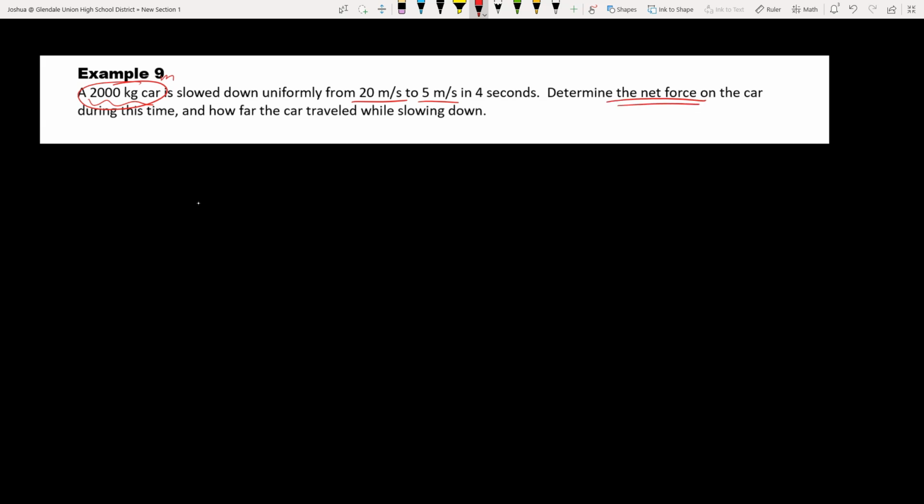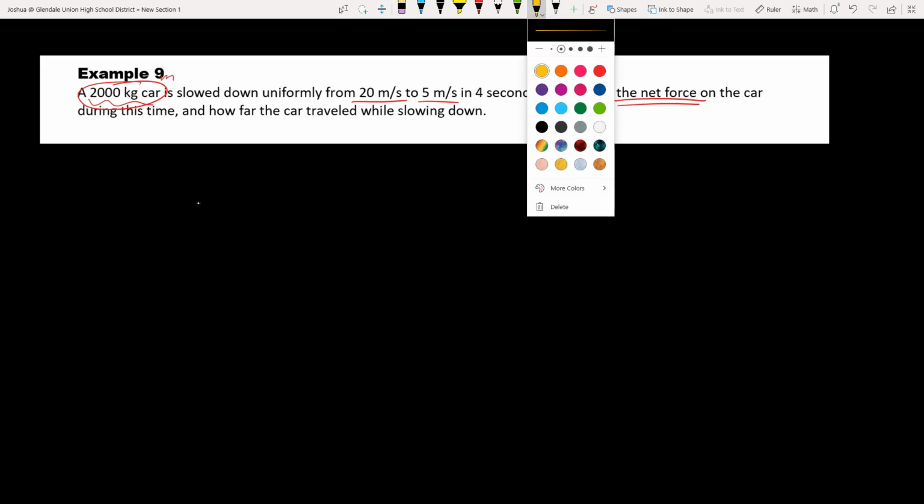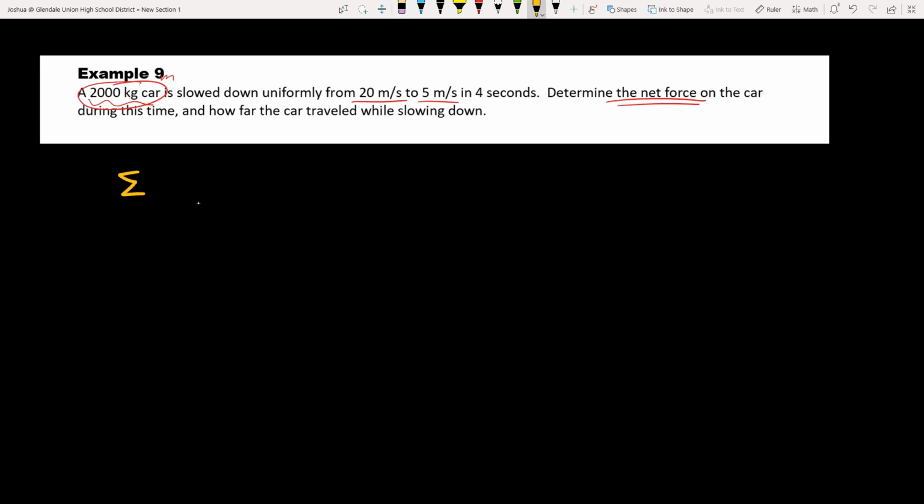So right away, I know, all right, it's telling me find the net force, which means, let me get this to a normal size, net force equals mass times acceleration. Newton's second law. If I can figure out the mass and the acceleration, all I have to do is multiply those together to calculate the net force. So what do I have? Well, right away, I have the mass, which is 2,000 kilograms. But I do not have the acceleration yet.